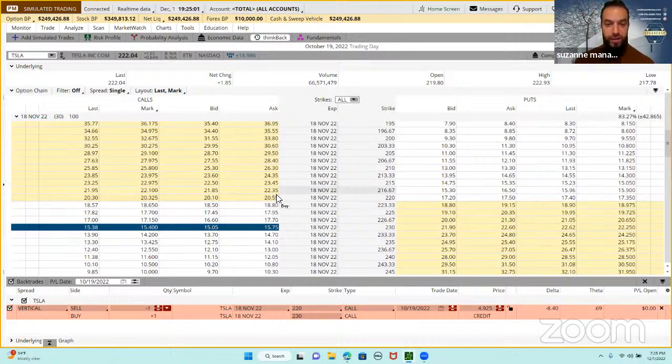And the easy way to think about it is 220 up to 230 is $10. So the width, we call that the width of the spread. The width of that spread can hurt me for 10 option dollars, which we know is actually $1,000. But because I collected this credit down here, it actually can only hurt me for $5.08 because I collected $4.92. All right. Now do the same thing on the put side.